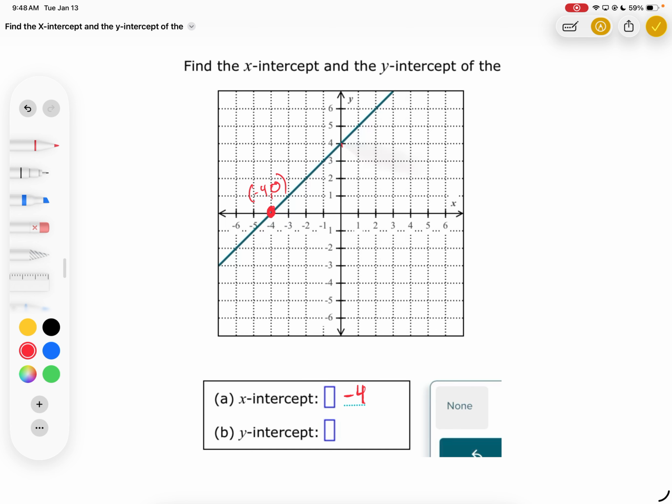And then for my y-intercept, it crosses right here at 0, 4. And again, you don't have to put the point. So it would just be 4.